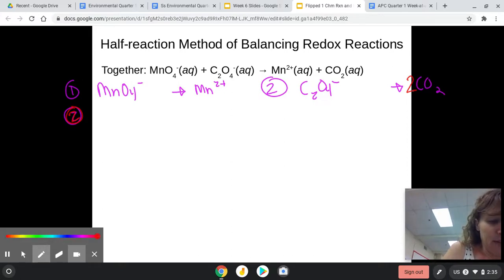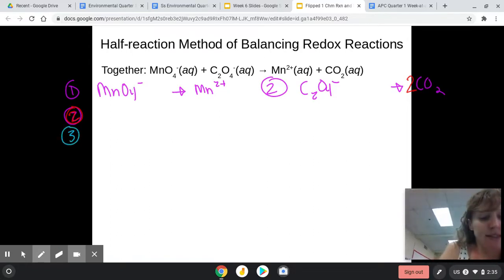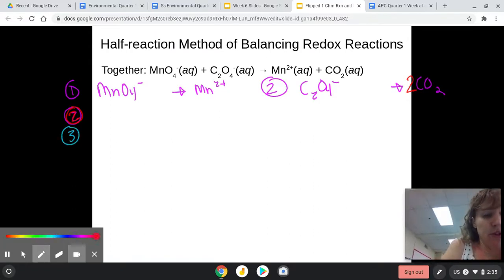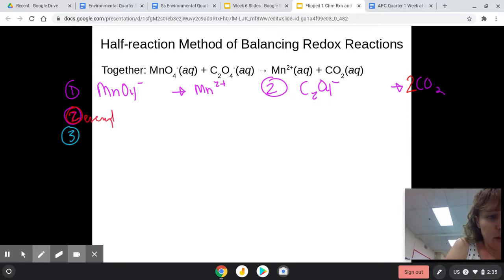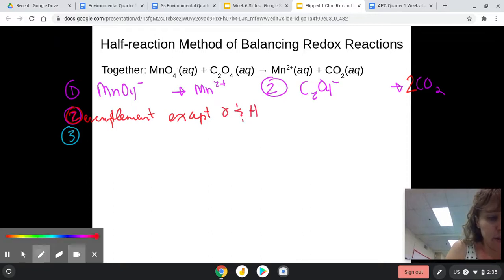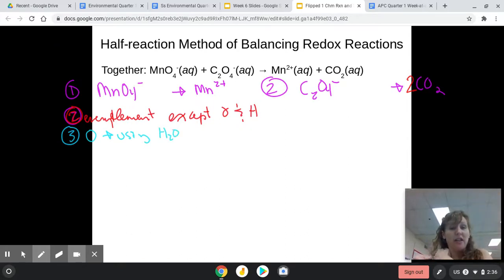All right, step 3. We're going to balance. Here, let me make some notes. Step 2 is every element except oxygen and hydrogen. Okay, step 3 is going to be oxygen using H2O. So we're going to balance oxygen now, and we're going to use water in order to balance oxygen.